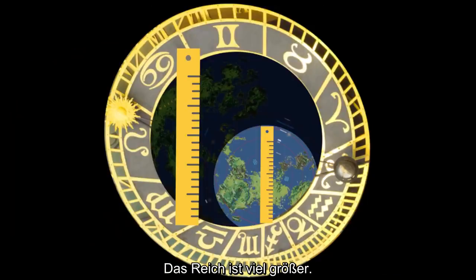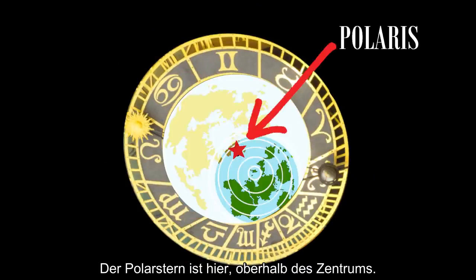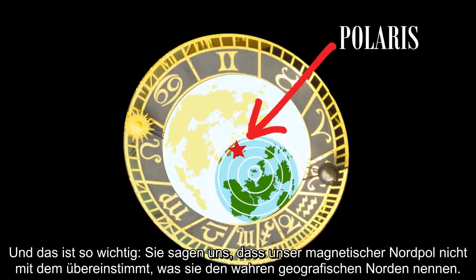The realm is much larger, and therefore the firmament and circumference of the fixed stars in the water beyond is much larger than the circumference of our own magnetic field. Polaris is here, above the center. And this is so important.